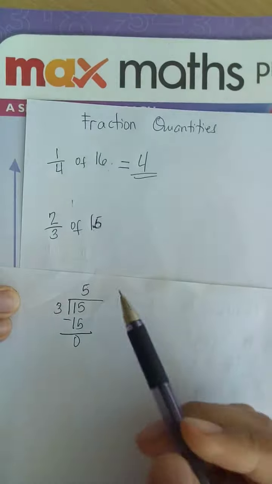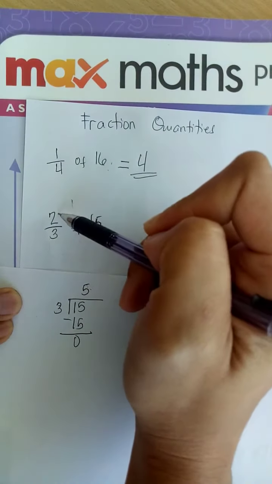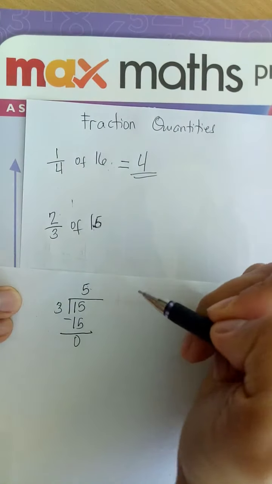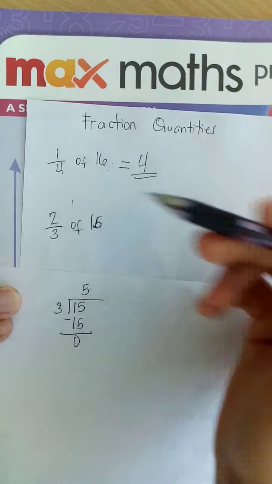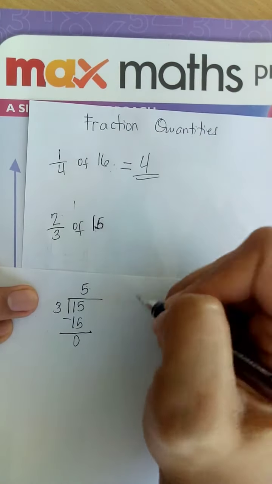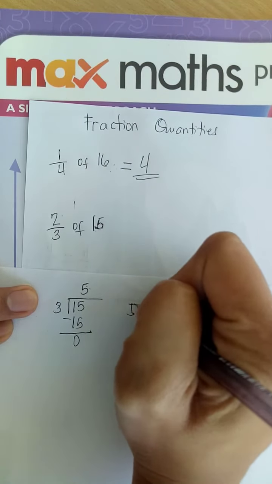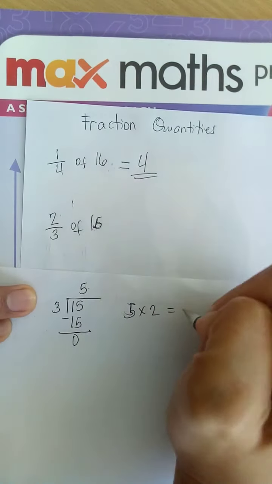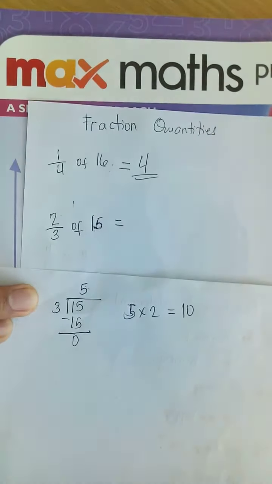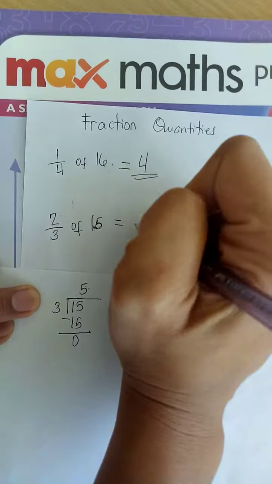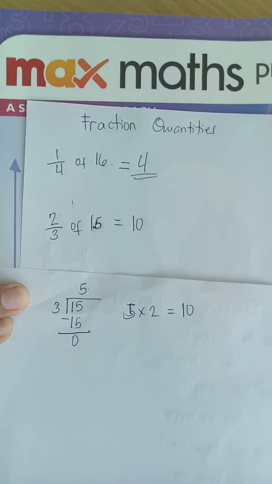But wait, that's not yet our final answer, since our numerator is not 1. So 5 here, you're just going to multiply with our numerator, 2. So 5 times 2. 5 times 2 equals 10. Therefore, the answer for this question, 2/3 of 15, is 10. Okay, that's how you get the answer for fraction quantities.